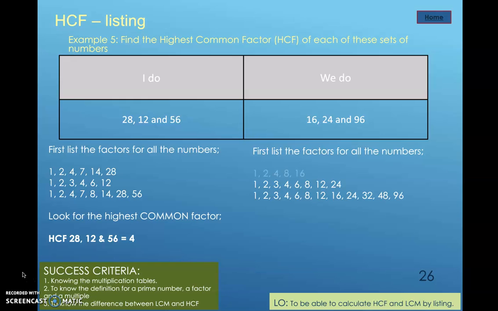Okay, so we list the factors for all the numbers. We look for the highest common factor. We find that to be 8.